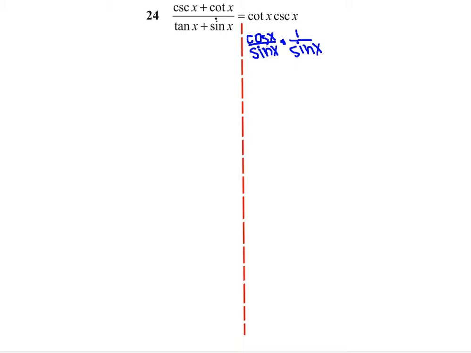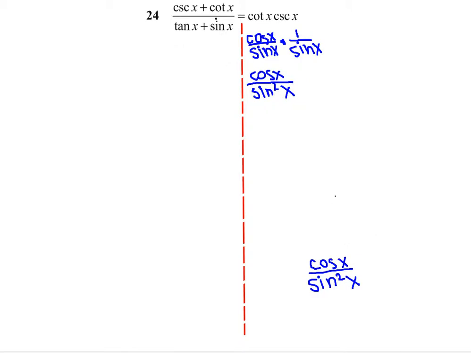Okay, and now we're multiplying, so 1 times cos x is just cos x, all over sine x times sine x, sine squared x. Okay, so that's the most simplified version. I'm just going to write it down here to remind us that's what we want to get to: cos x over sine squared x. So now we're trying to make this side look like this.